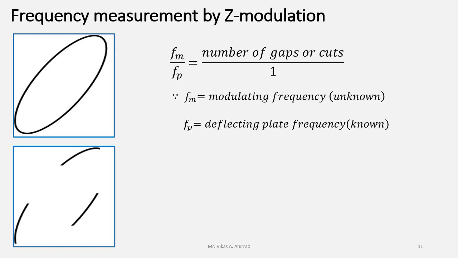So as per our diagram, Fm upon Fp will be equal to 3 upon 1, or the unknown frequency in terms of the modulating frequency is 3 times to that of my deflecting plate frequency, which is known to me.